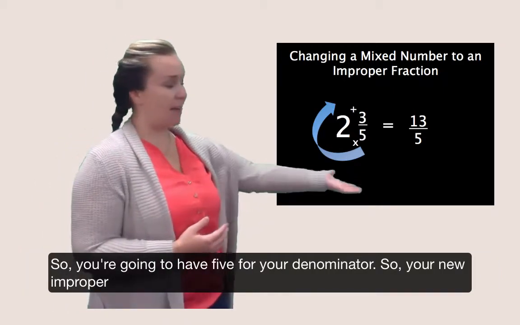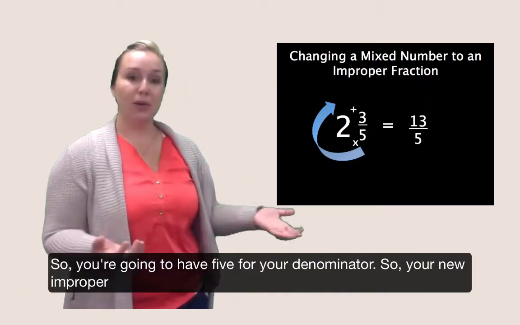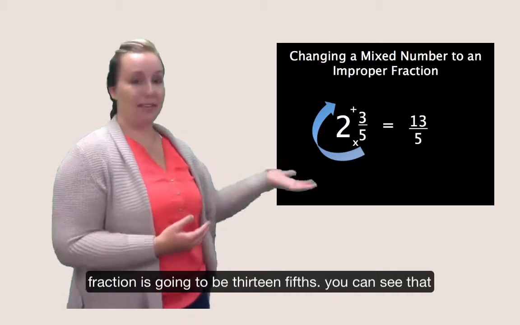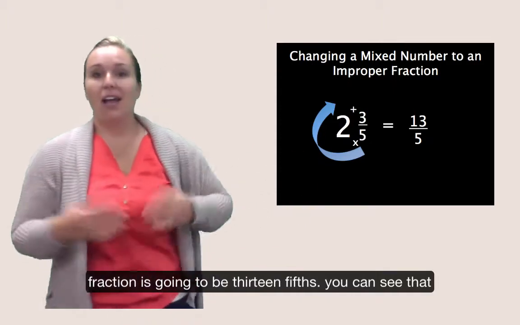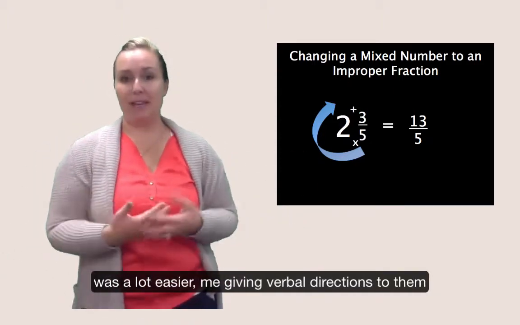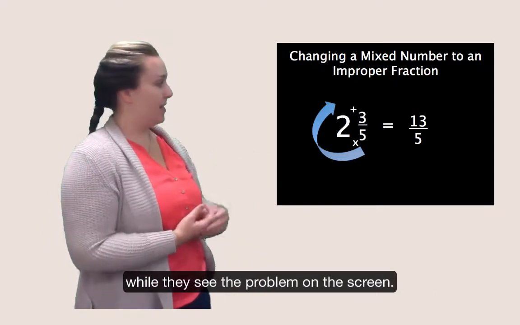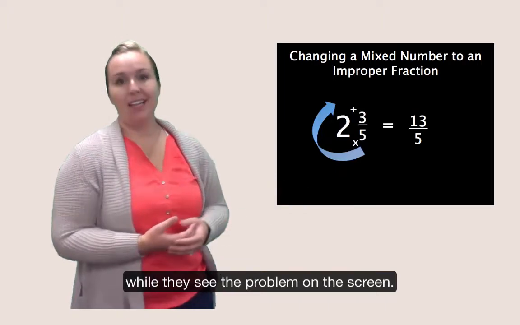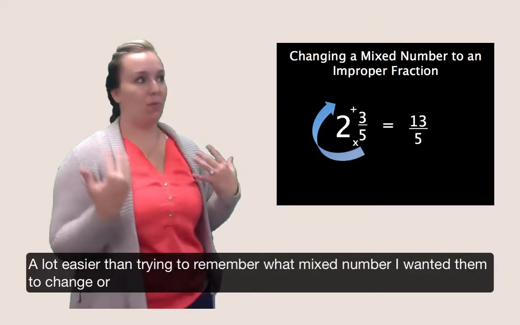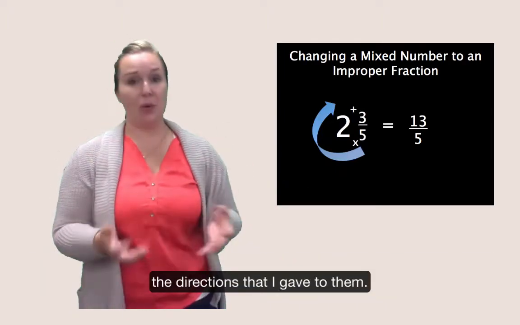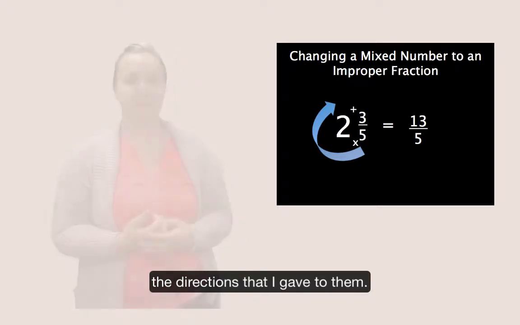So you're going to have 5 for the denominator. So your new improper fraction is going to be 13/5. You can see that was a lot easier, me giving verbal directions to them while they see the problem on the screen. A lot easier than trying to remember what mixed number I wanted them to change or the directions that I gave to them.